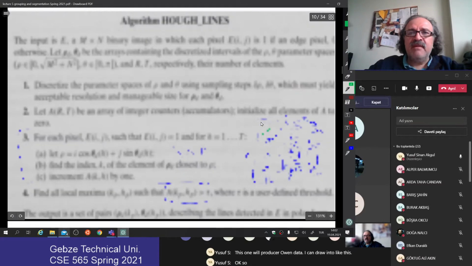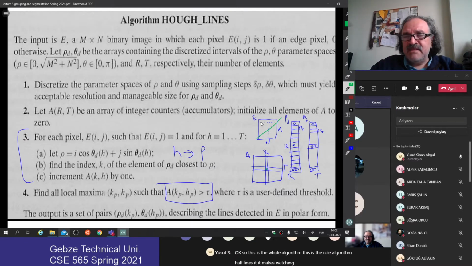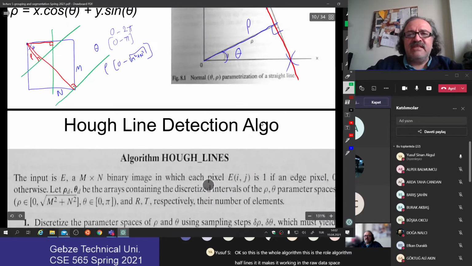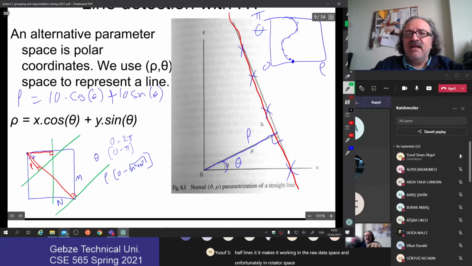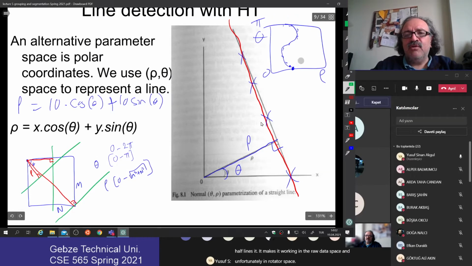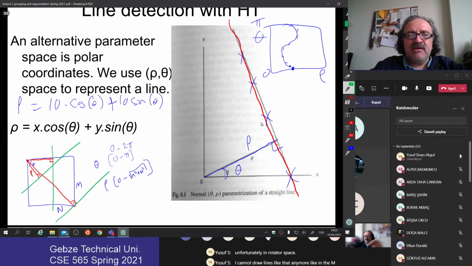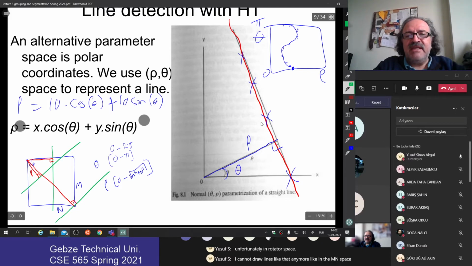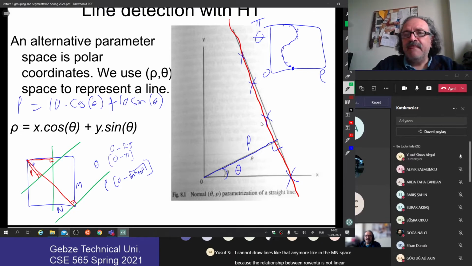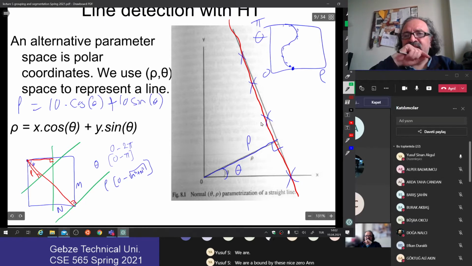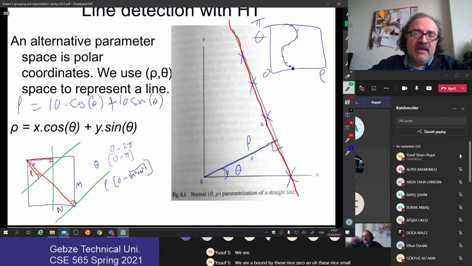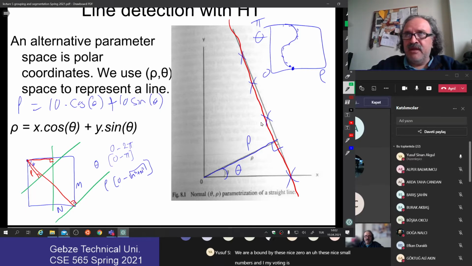Hough lines makes a voting in the rho theta space. And unfortunately, in rho theta space, I cannot draw lines like that anymore, like in the m n space, because the relationship between rho and theta is not linear. Okay, but the nice thing is that we are bound by these nice zero and these nice small numbers, and my voting is much more reliable now.